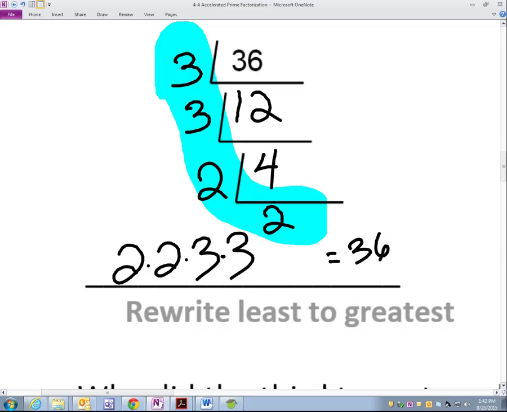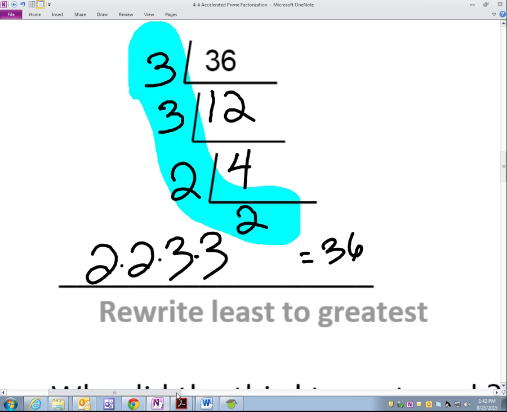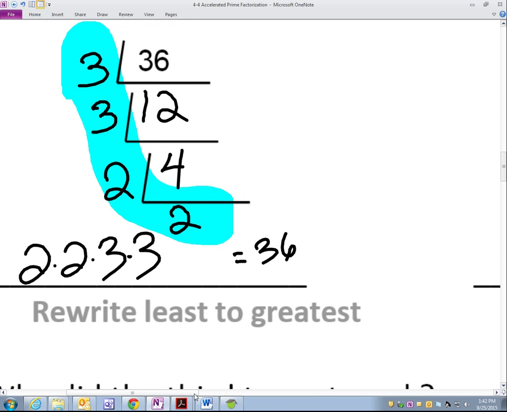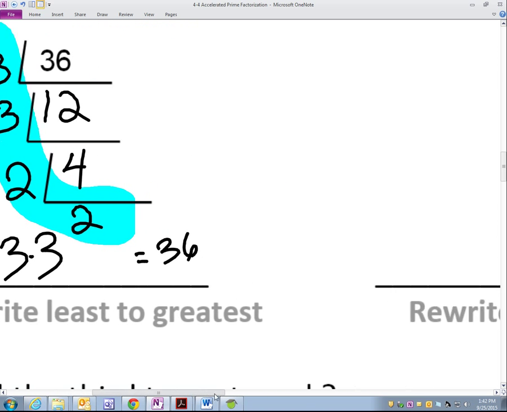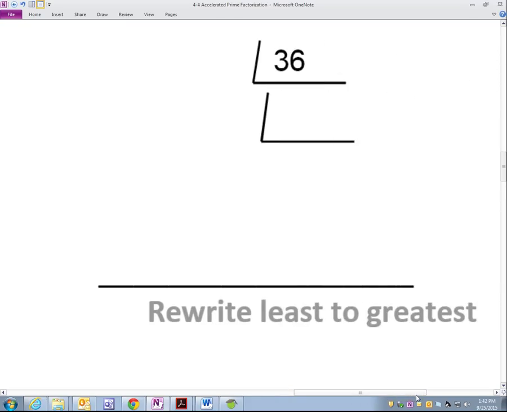Yes, ma'am? What if in your first step you did 6? What if my first step is 6? Okay, let's do that. Go over to this one. 18. Okay? We have 6 here, and we're going to get 6 there.